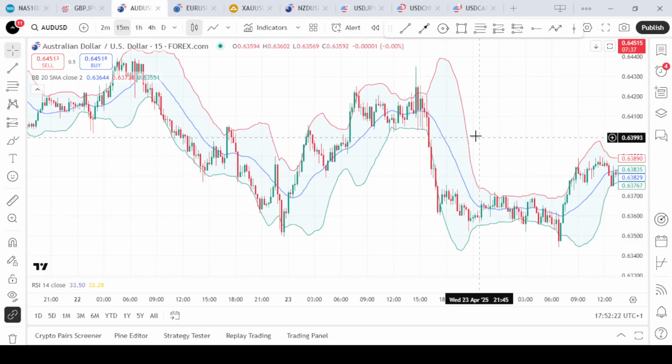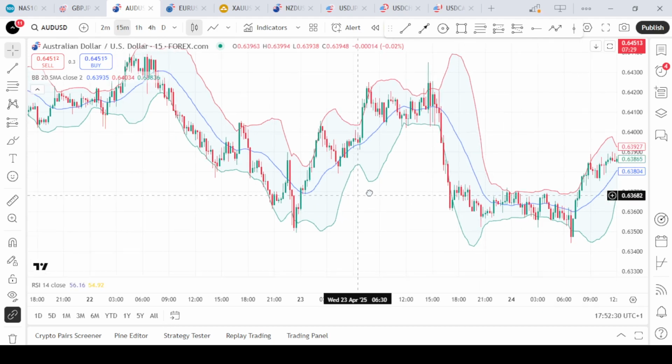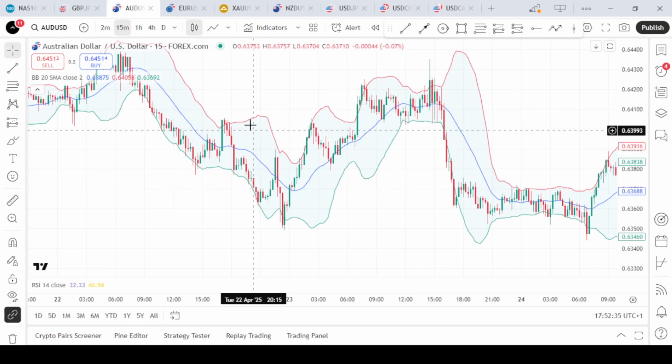These Bollinger Bands are technical indicators created by John Bollinger to help traders analyze price movement and market volatility. This indicator consists of three lines: the middle band, which is a 20-period moving average, and two outer bands which are placed at two standard deviations above and below the middle band. These outer bands adjust dynamically based on market conditions, expanding when volatility increases and contracting when volatility decreases.